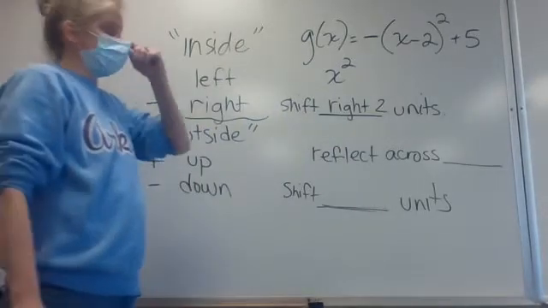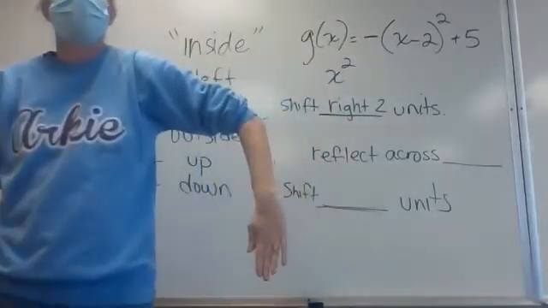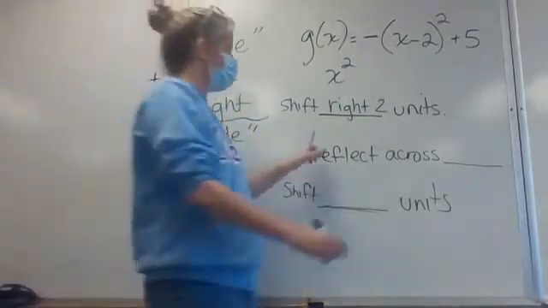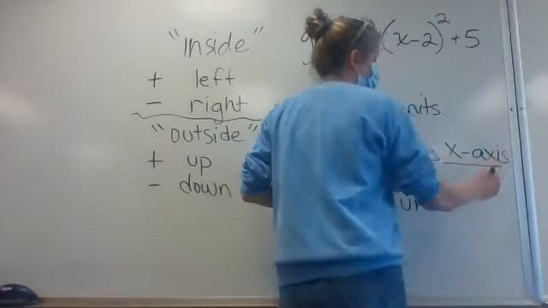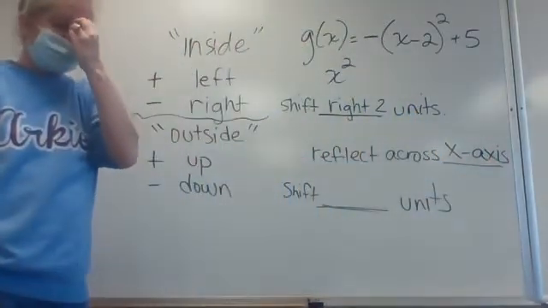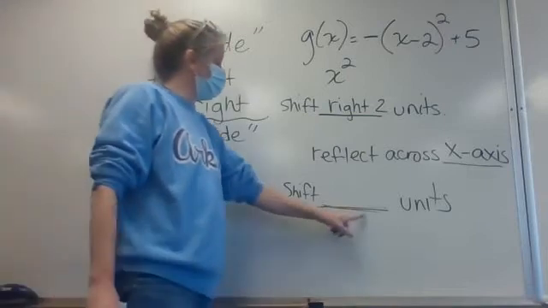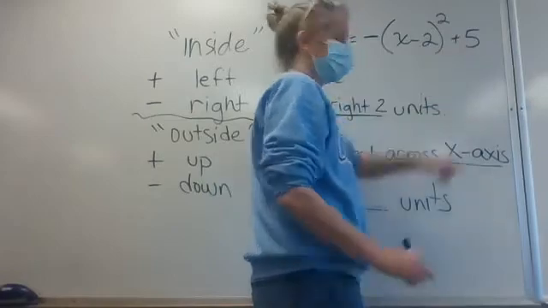Then it's going to reflect it, right? What's reflecting it? This negative right here. It's reflecting it across the x-axis, right? Because it flips it upside down. So if I reflect, it's going to give me a drop down again. I'm reflecting across the x-axis. And then my vertical shift. Where am I shifting it? Up or down? Up 5.